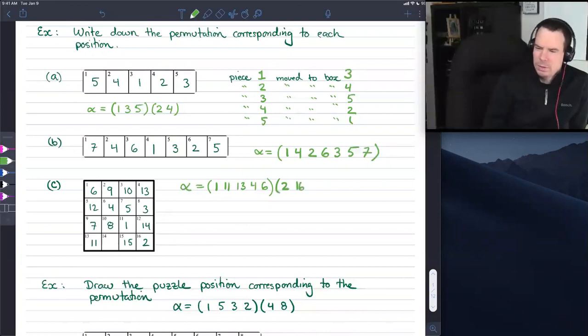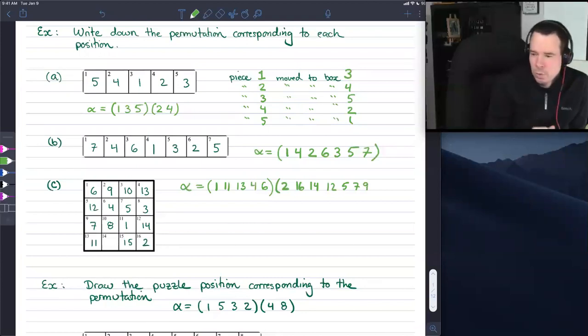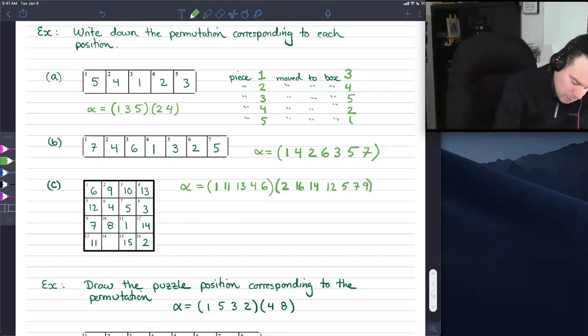Where did 16 go? 16 is the blank space or the empty tile. And so I just look for the blank. Where's the blank on the board? That's in box 14. So that's now in box 14. So 16 has gone to 14. 14 has gone to 12. 12 has gone to 5. 5 has gone to 7. 7 has gone to 9. 9 has gone to 2. And 2 I started this cycle off with, so that closes it.